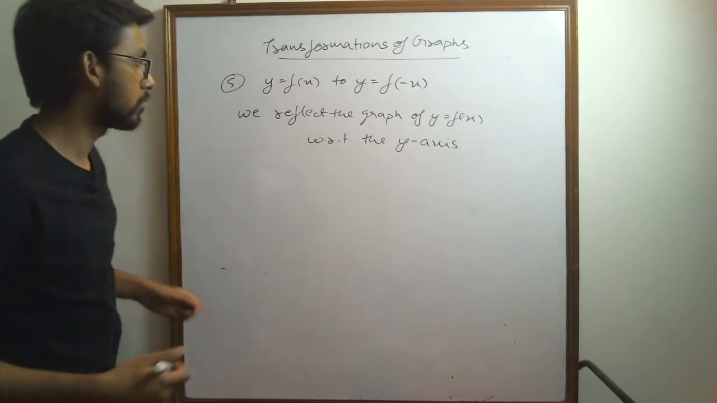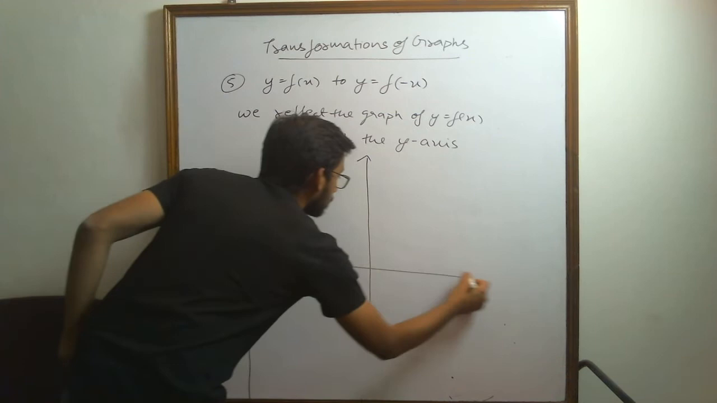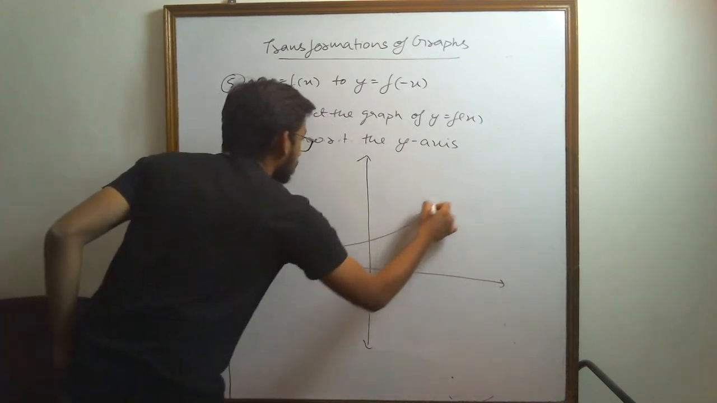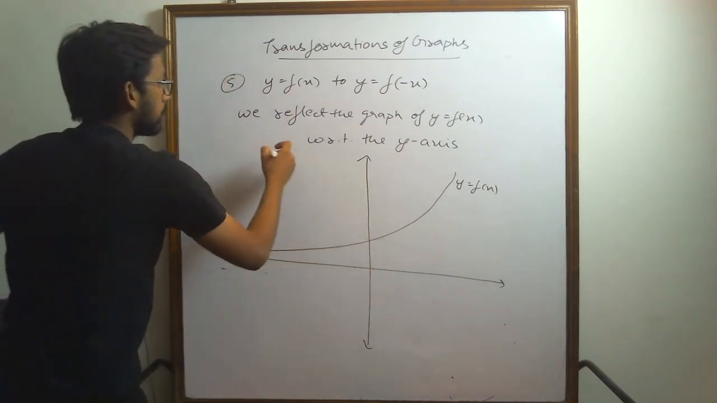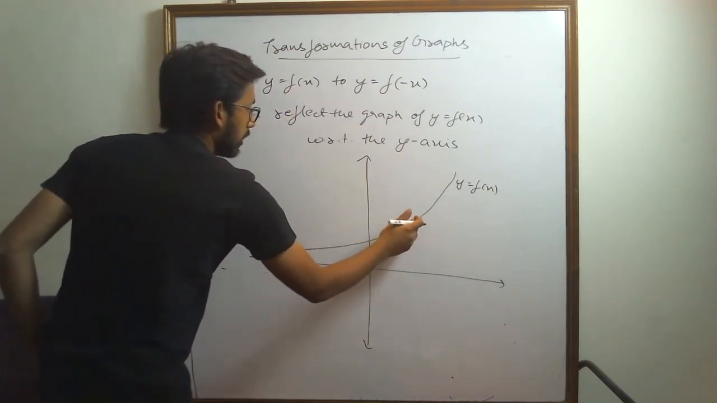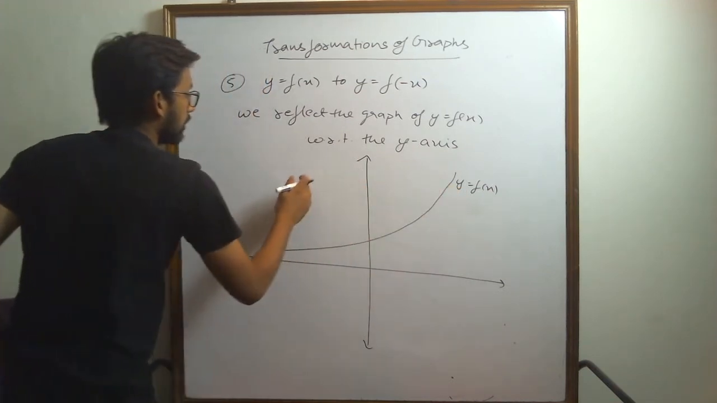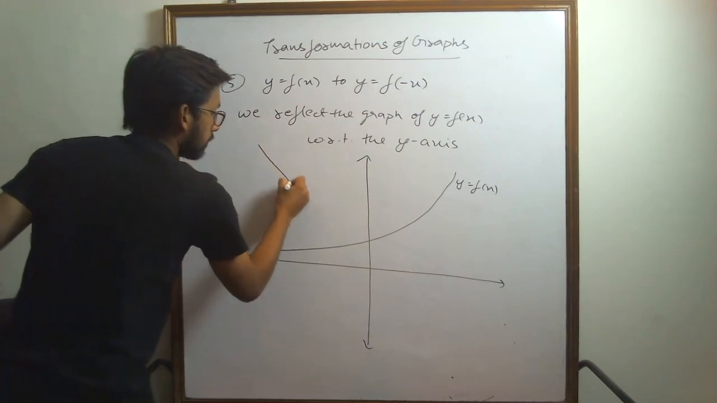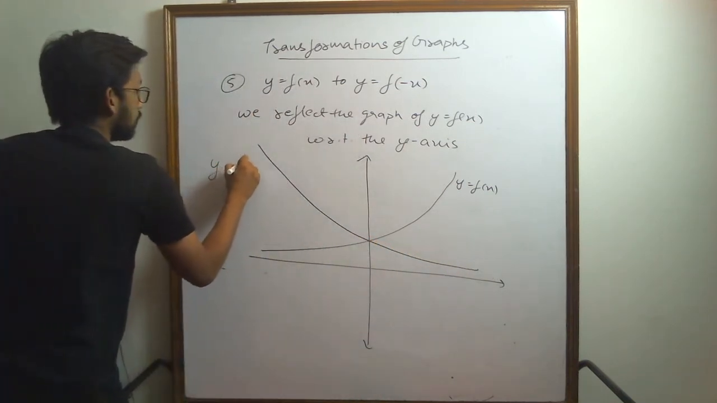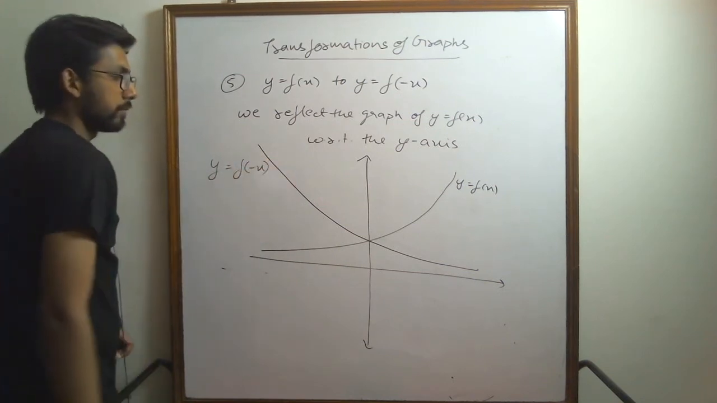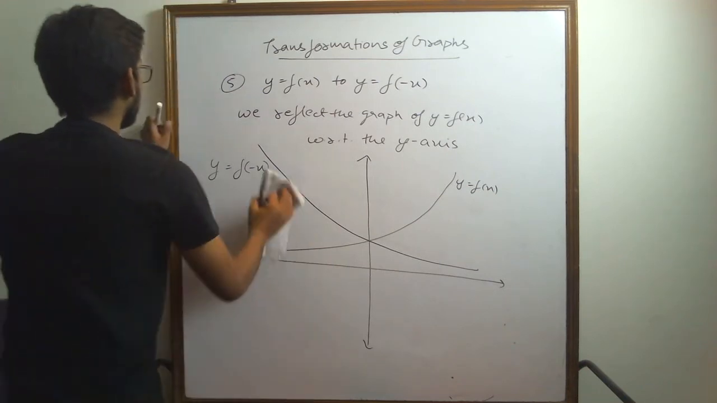So what this means is, say this was the graph of f of x, now it will be reflected with respect to the y-axis. The value that we were getting at 2, we will now get it at minus 2. The value that we were getting at 5, we will now get it at minus 5. So the graph will be reflected with respect to the y-axis, and this will be the graph of y is equal to f of minus x. This is the fifth transformation.